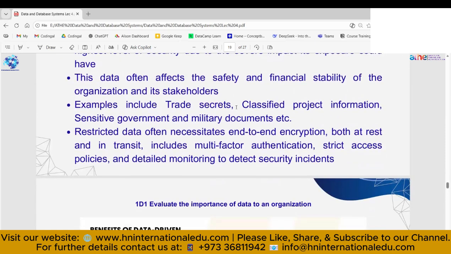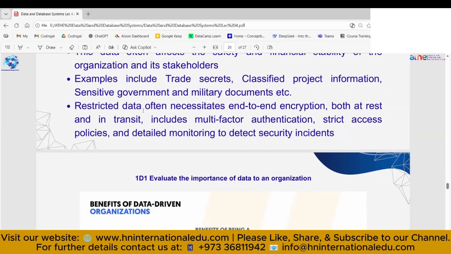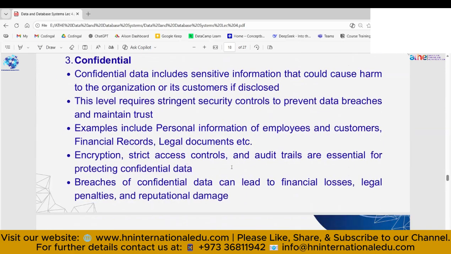And examples include trade secrets, right, classified project information, sensitive government and military documents. All of these are restricted data examples, which, if disclosed publicly or to any person, can create havoc. And restricted data often necessitates end-to-end encryption. That means you're going to encrypt it with some key, so that only the other person who has the key can access that data, both at rest and in transit. It includes multi-factor authentication. Okay, like you can use 2FA or MFA, strict access policies, and detailed monitoring to detect security incidents. So these were all the data classification levels.